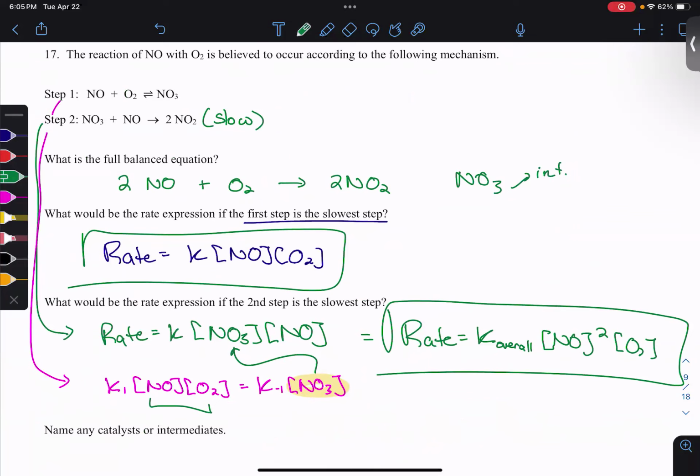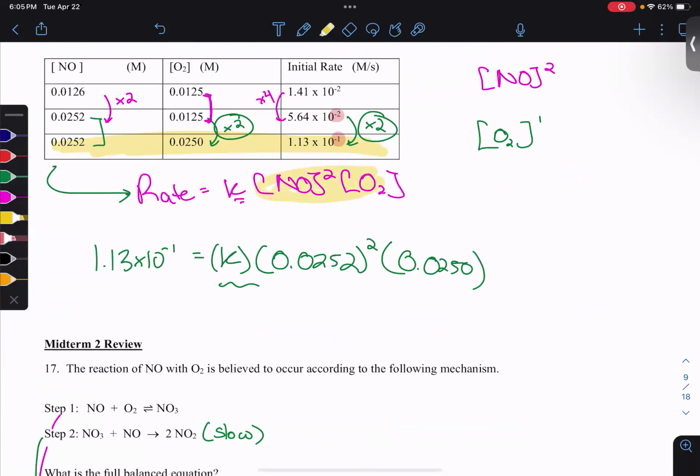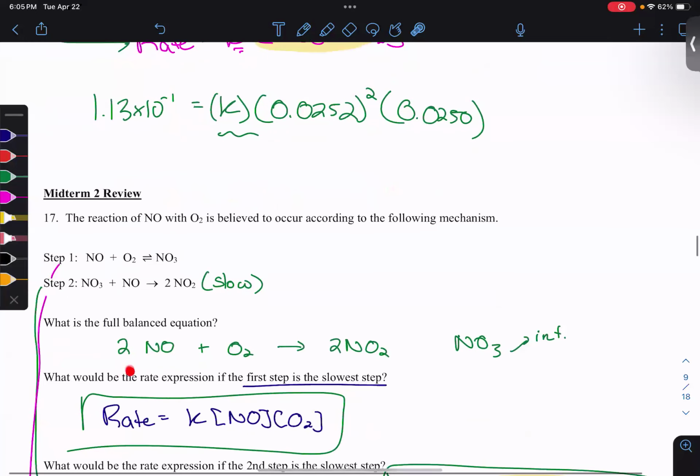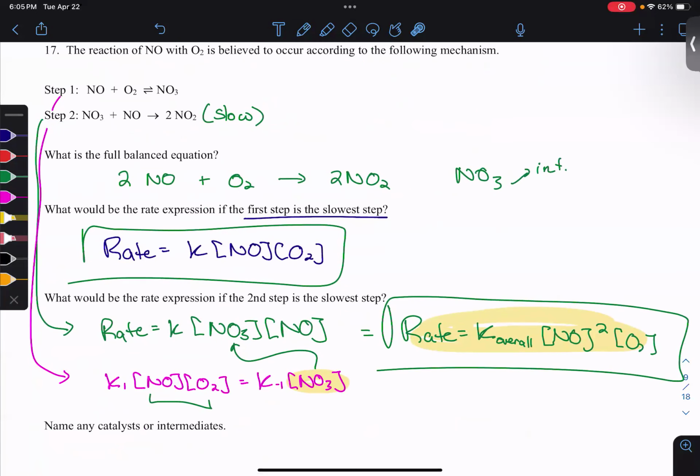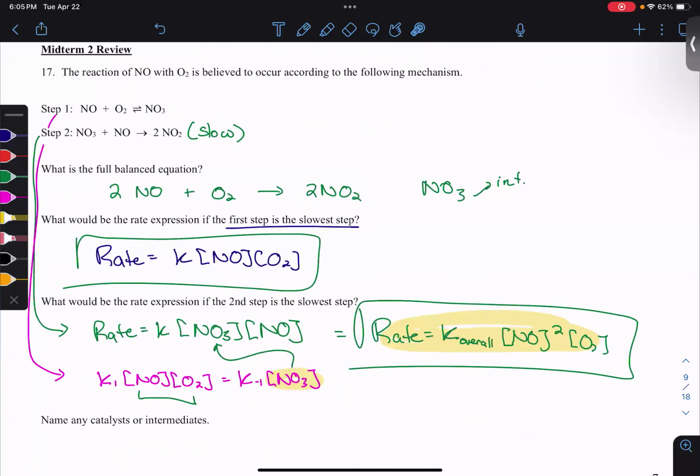Second step is the slow step, right? Because look, in this second step, when we did this treatment, oh look, NO squared, O2. That's exactly what we got in our observations. So notice that this data is not consistent with the first step being the slow step, because if it was, it would be a 1-to-1 ratio. But no, the second step is the slow step. Cool? All right, and then we did the catalyst stuff.